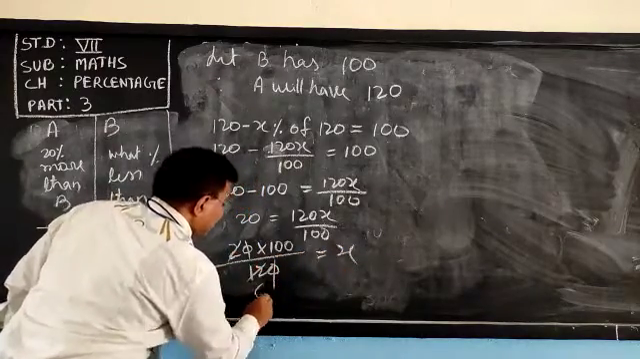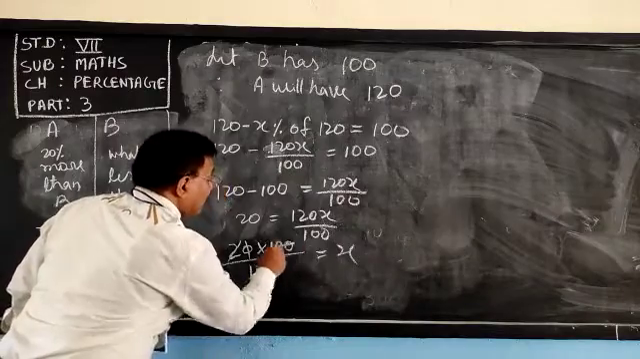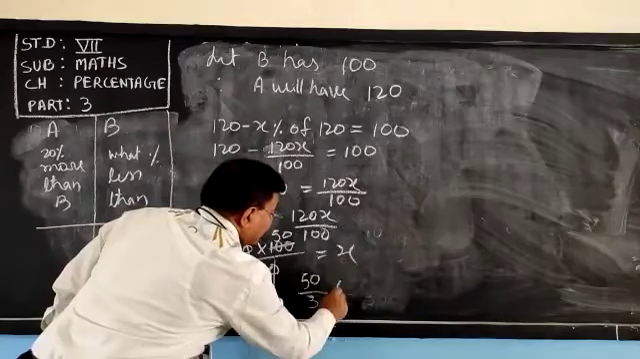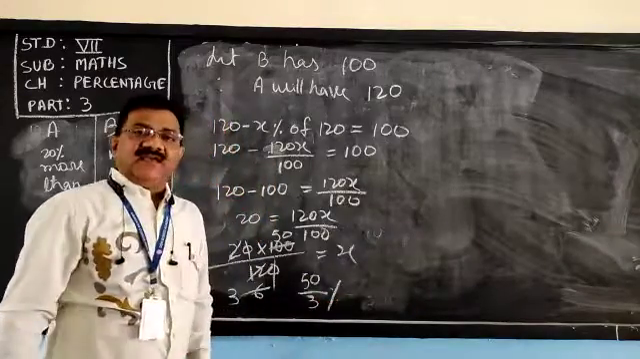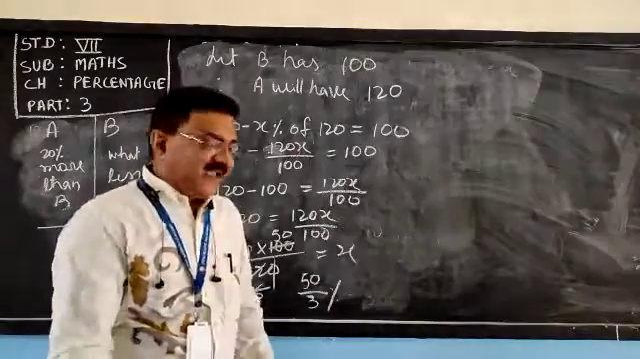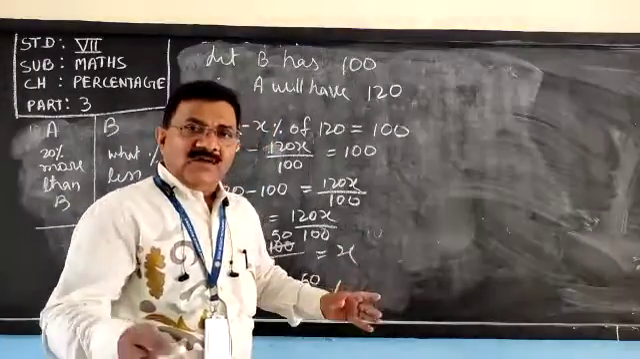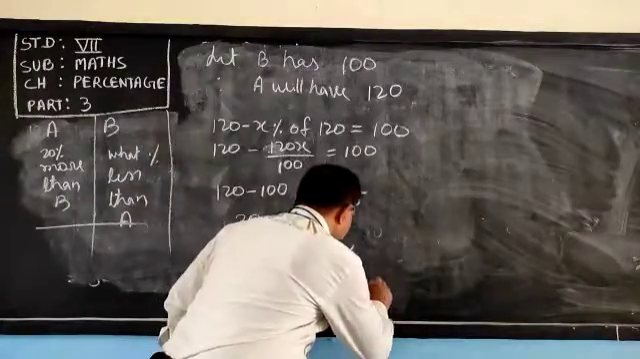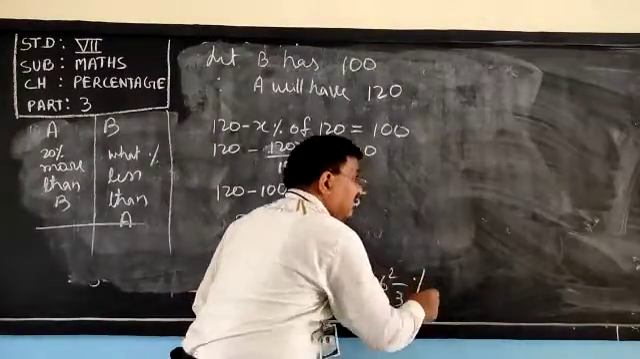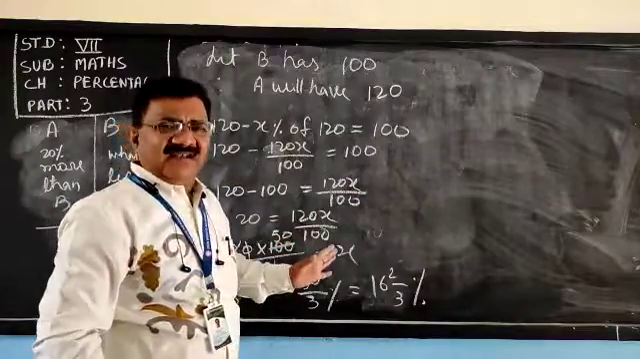2 sixes are 12, and 3 5s are 15, so 50 by 3%. Don't leave your answer here. It is an improper fraction. Full marks you will not get. Change it into a mixed fraction. So it will be 16 whole 2 by 3 percent. Very difficult to calculate now.